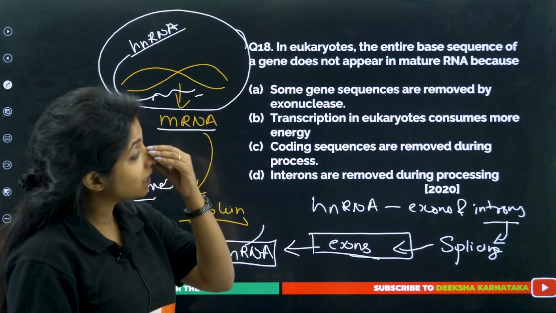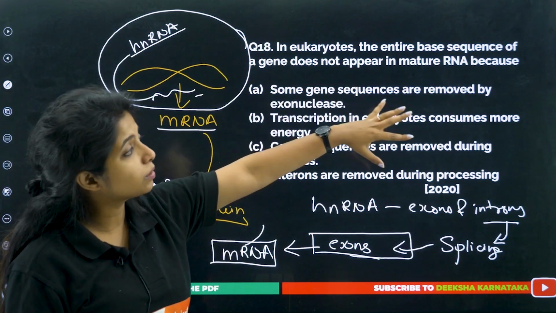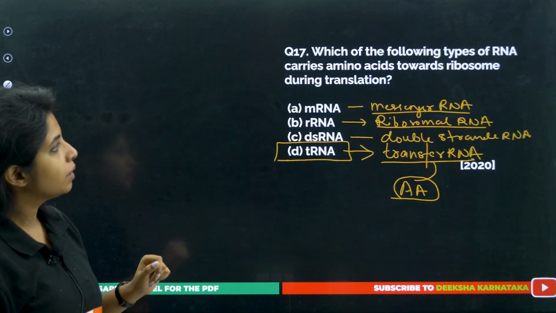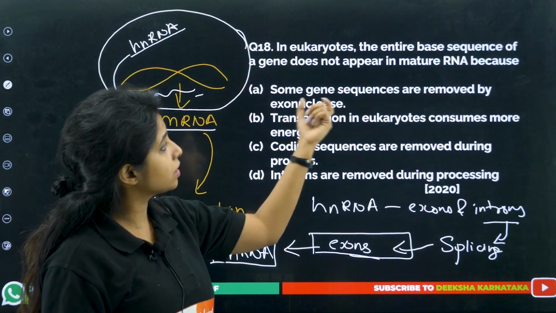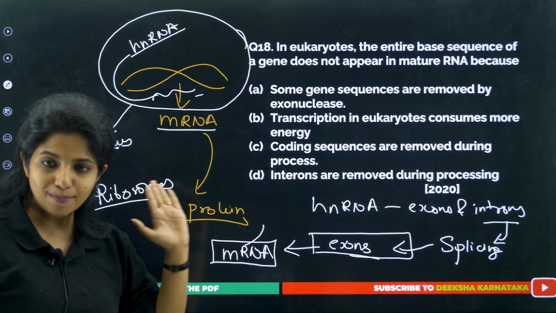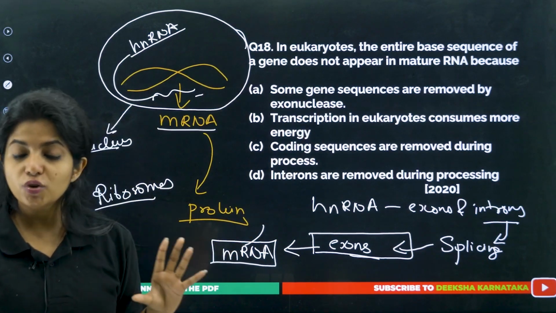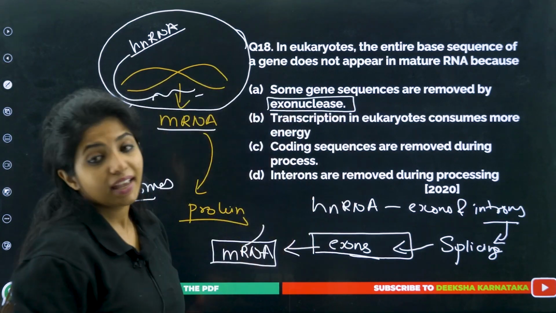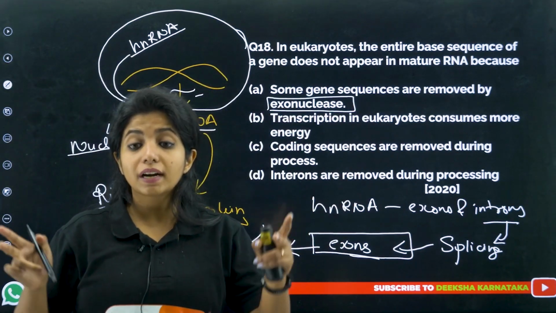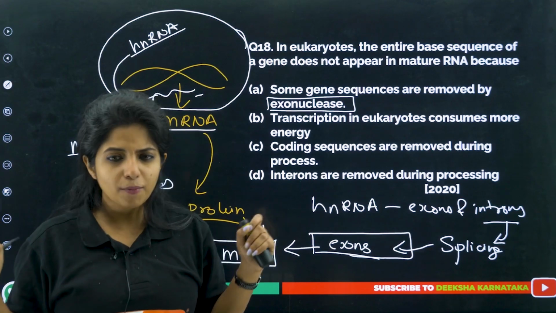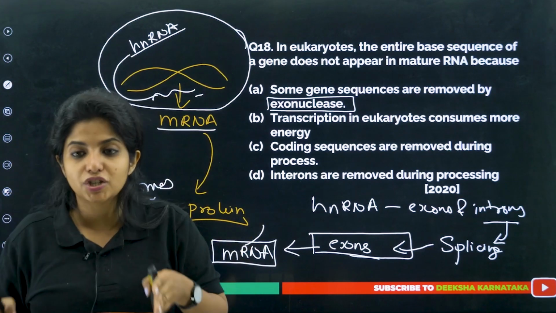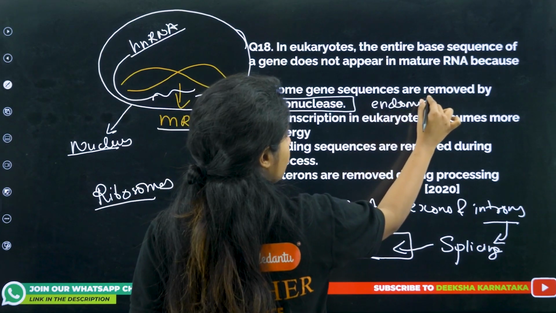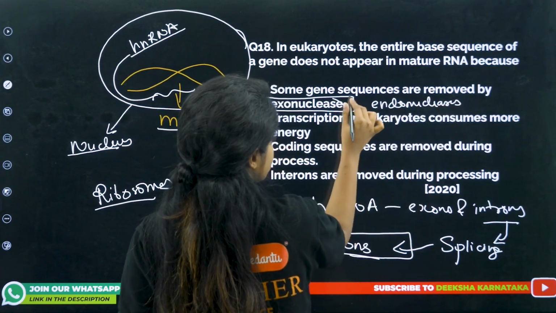So in eukaryotes, the entire base sequence of a gene does not appear in the mature RNA. So the entire sequence is not coming. This sequence is lost. Why, children? Because some gene sequences are removed by exonuclease. Some gene sequences are removed, I agree, but it is not by exonuclease. Now that means you should know what exonuclease is as well. Exonucleases are those which would be cutting DNA at the ends. So here I am not cutting DNA at the ends, I am cutting from the middle region. So I need endonucleases, not exonucleases. This is wrong.